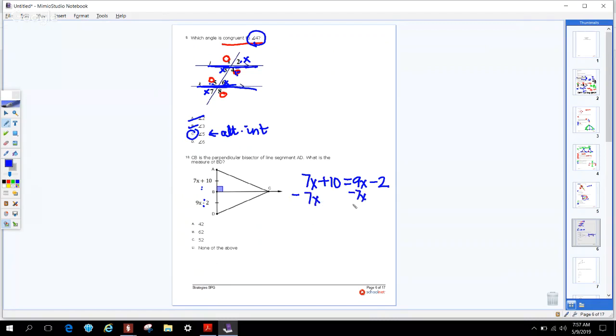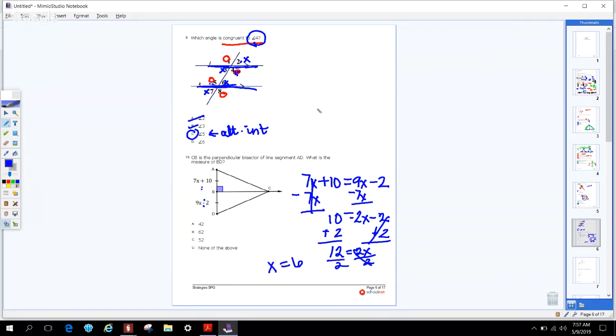Yes, ma'am. Rebecca? I said don't have to... no, because we're setting them equal to each other. We're not adding them together. So then we're going to isolate the variable by subtracting 7x from both sides. Whoa. Oh. Yeah, I saw the same thing.